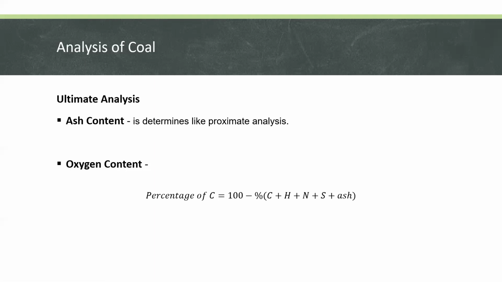The significance of this analysis is that the higher the percentage of carbon and hydrogen, it means the coal has a higher calorific value. Then we have a better coal. The higher the percentage of oxygen, the lower is the calorific value, and the lower is its availability. So the desirable amount of oxygen is lower, and we desire a higher value of carbon and hydrogen.